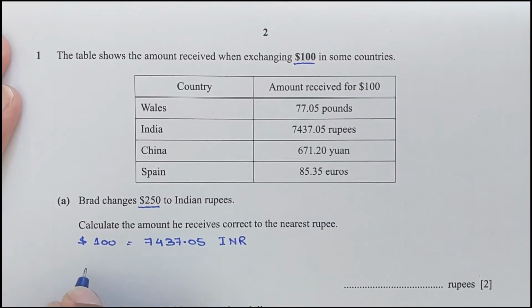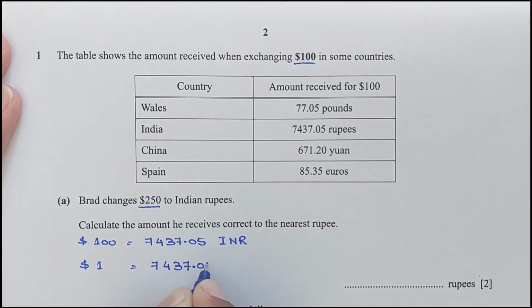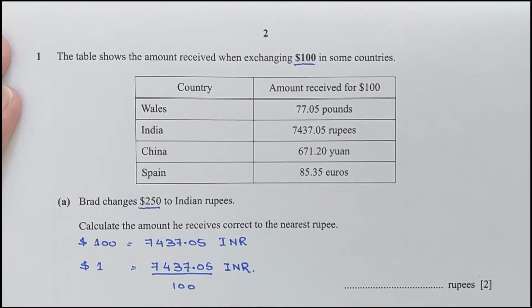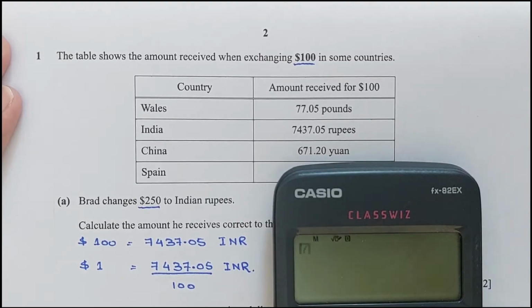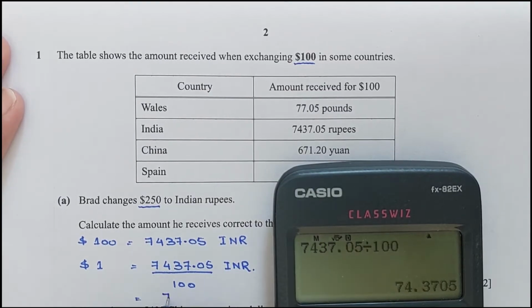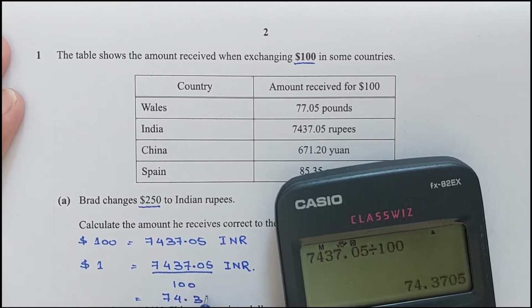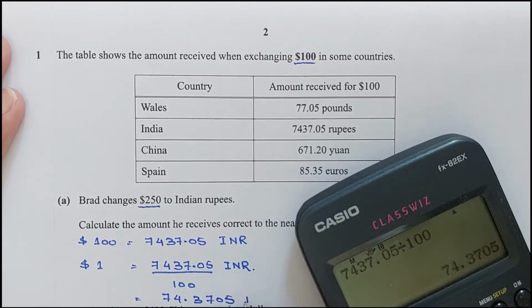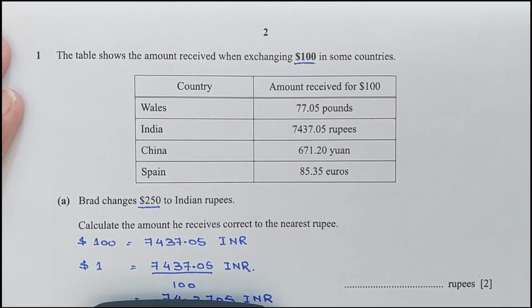All right, now we have to find what $1 equals. $1 is 7,437.05 divided by 100 Indian rupees. Let me calculate this. 7437.05 divided by 100 is 74.3705 Indian rupees for $1.